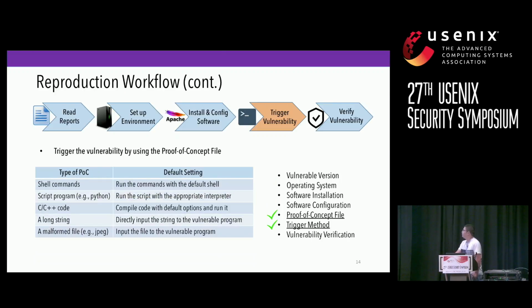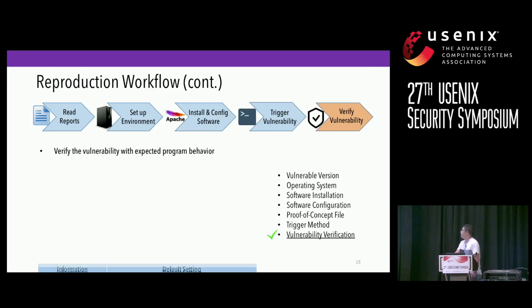In the fourth step, we trigger the vulnerability with the provided PoC file and the trigger method. The default setting varies with the type of the PoC. For example, if the PoC is a long string, the default setting for us is to directly input the string to the vulnerable program.